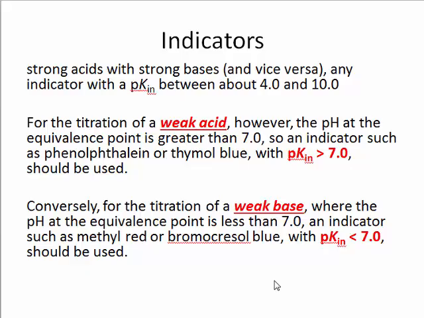All right, this concludes the lecture on acid-base titrations.